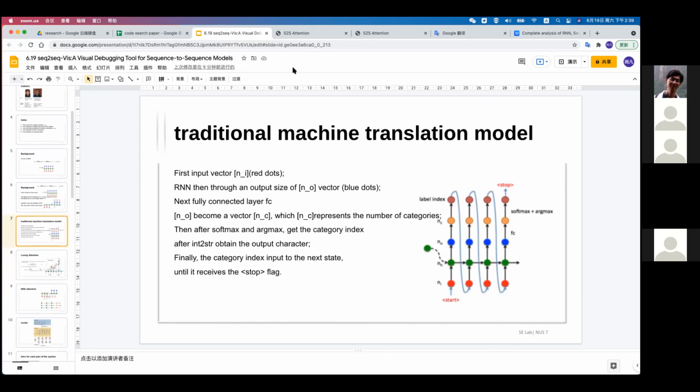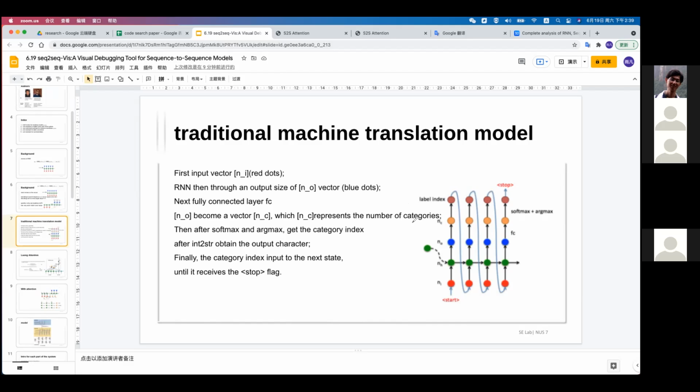I have a question. You are saying NC represents the number of categories, but can you be more specific about what categories are? That's a good question. Maybe you could try to introduce the concept of a category. I think that is an important concept that seems to be missing on these slides.